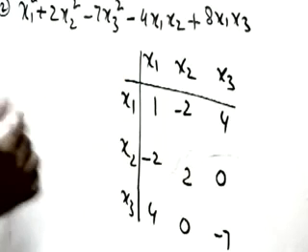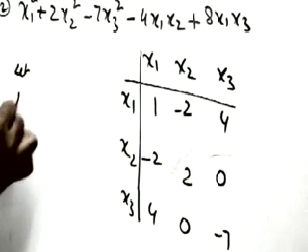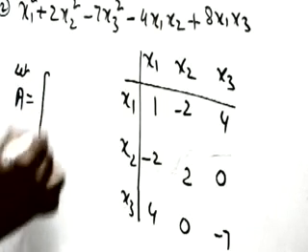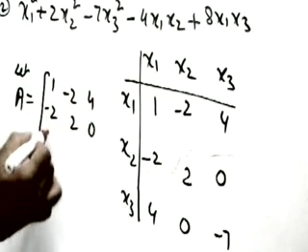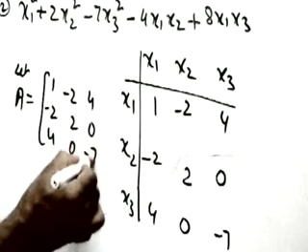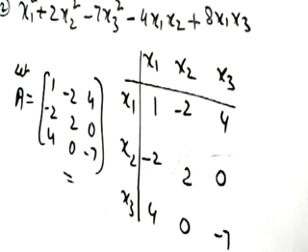x2 etc. is 0, we don't have it, so it will be 0. Therefore, let A equal the matrix with rows 1, -2, 4; -2, 2, 0; 4, 0, -1. So the matrix will reduce into symmetric form. Now let me see the reverse process.